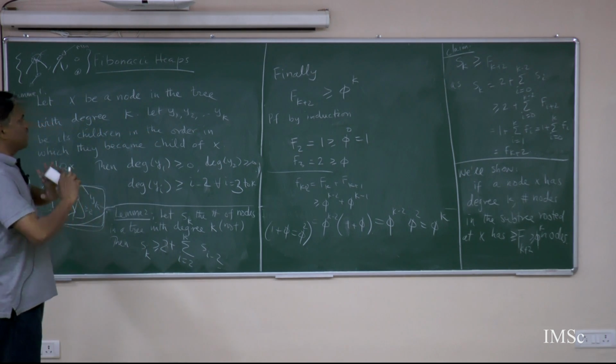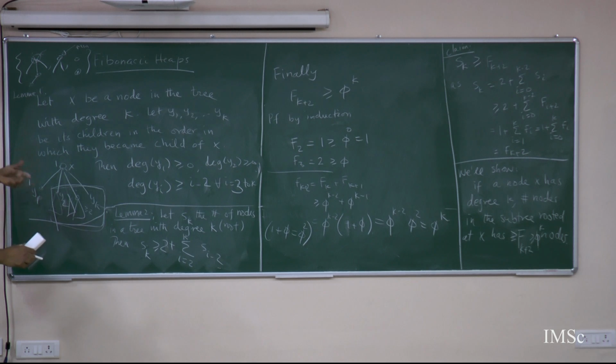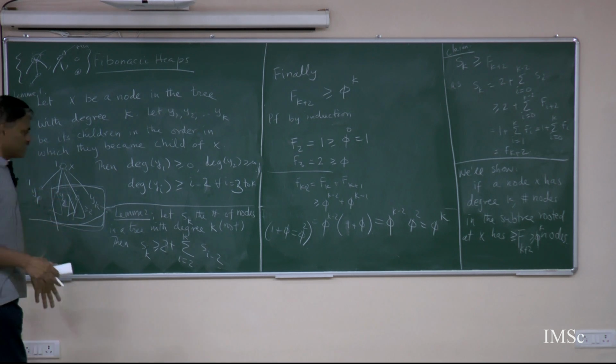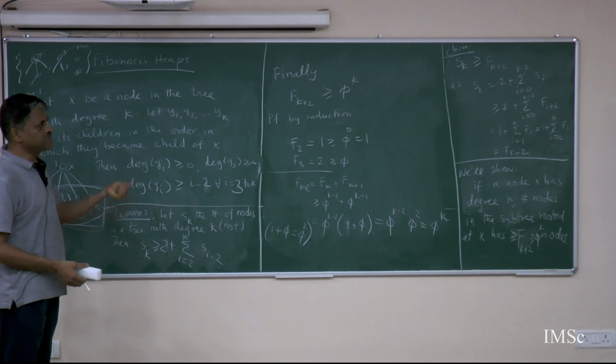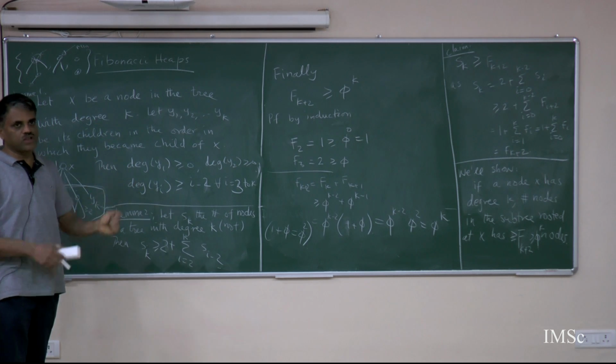Okay, net, here is the whole summary: because of the way we are cutting down nodes, if the degree of a node is high, all its children will also have high degree. That's it. And hence the number of nodes would be exponential in the degree, and hence the degree is at most logarithmic in the number of nodes.